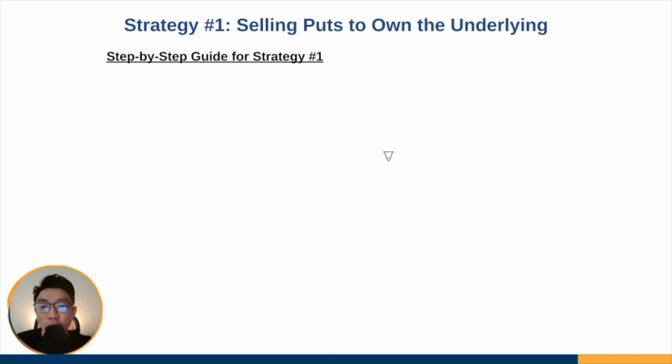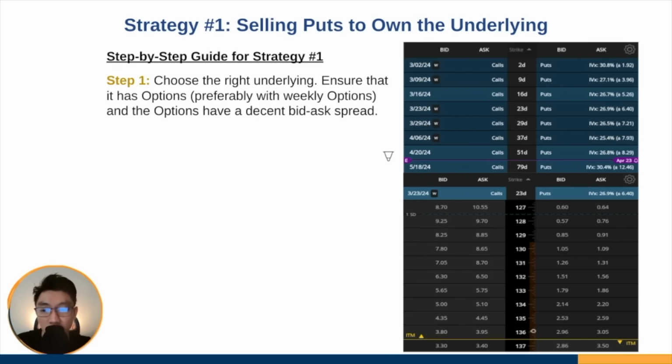Now I want to give you a step-by-step guide for this strategy. Step number one, choose the right underlying. I've already mentioned this in the previous slide. Once you've chosen the right underlying, you want to ensure that it actually has options, right? Because not all stocks have options attached to them. You may find one fundamentally good stock, but you notice that they don't trade options.